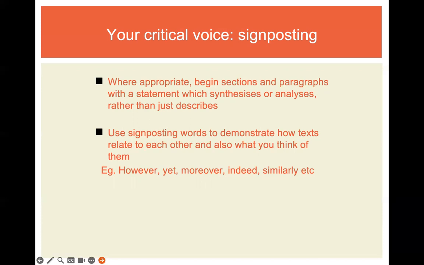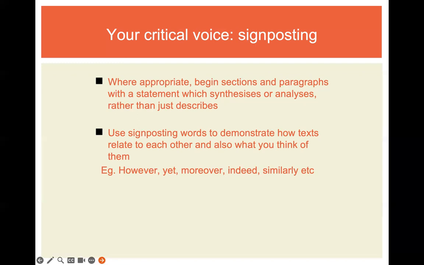So where appropriate, begin sections and paragraphs with a statement which synthesizes or analyzes the works that will follow rather than just describing them. You need to be able to show that you were able to process these ideas. In short, chew the literature, dissect the literature, absorb the literature. Don't simply report it.